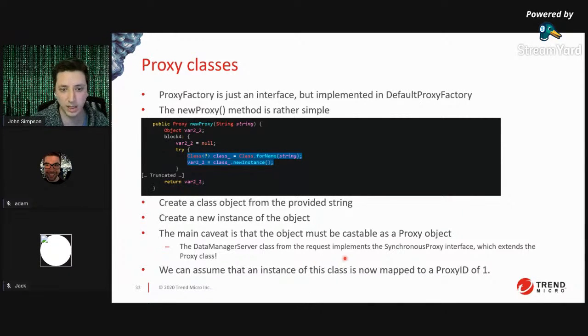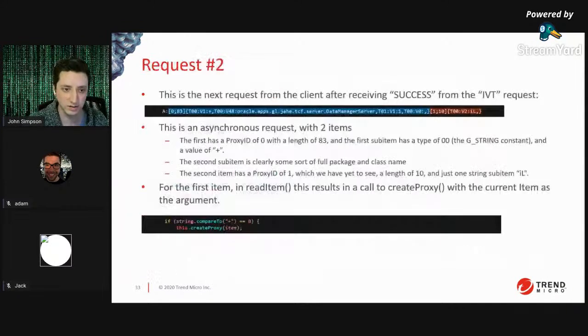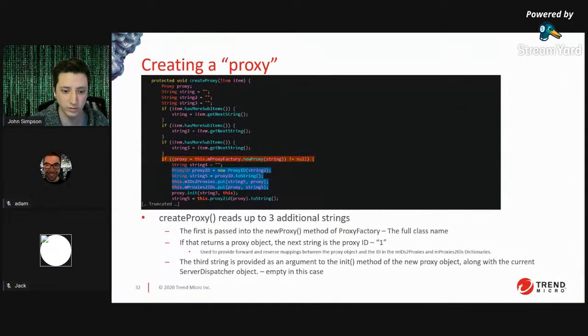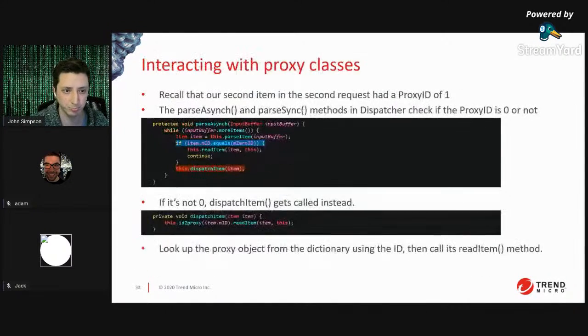The object has to be castable as a proxy object, but that data manager server class from the request implements the synchronous proxy interface, which happens to extend the proxy class. So we can assume that an instance of this class is now mapped to a proxy ID of 1. Because if we go back and we look, that third string there was just a 1. So that's actually our proxy ID that we've chosen for this new proxy object.